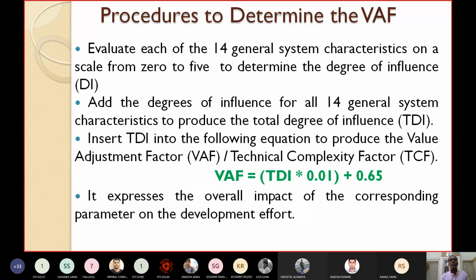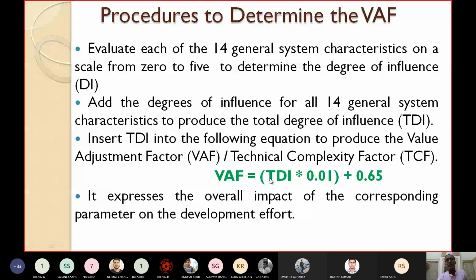Then we have to insert the value of TDI in the following equation to compute the value adjustment factor. This is also known as the technical complexity factor, TCF. In some books you will find VAF, in some books TCF. So VAF can be computed as TDI into 0.01 plus 0.65. TDI means the total degree of influence.